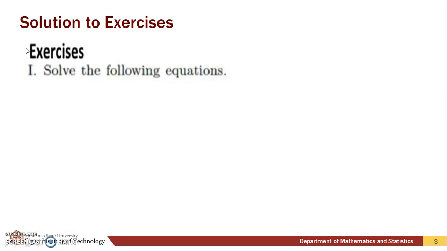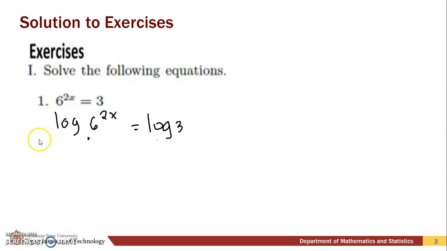So the first one here is to solve the following equation: 6 raised to the 2x equals 3. We take the logarithm of both sides and come up with the following. The logarithm of 6 to the 2x equals the logarithm of 3. And then by the property of logarithm, we can take this exponent here and place it here. So we will have 2x times the logarithm of 6 equals the logarithm of 3.